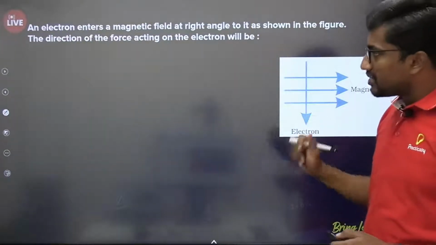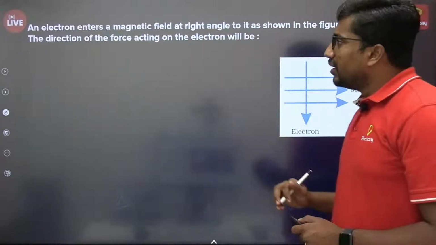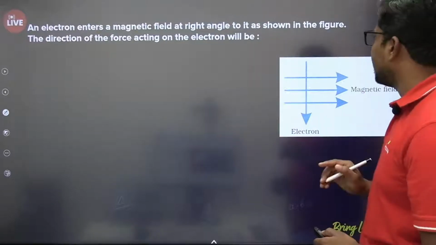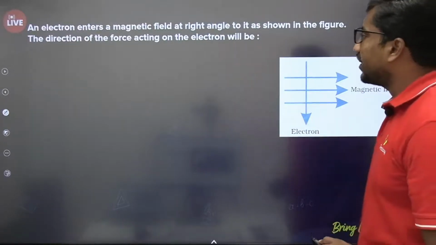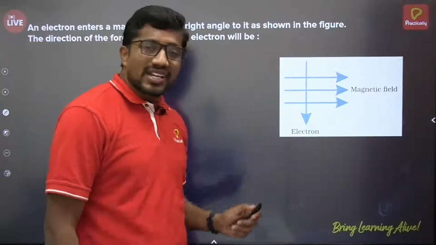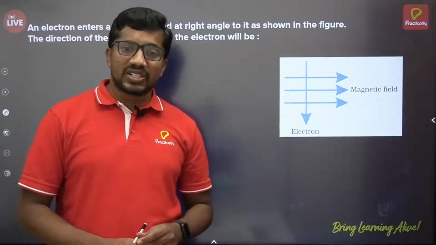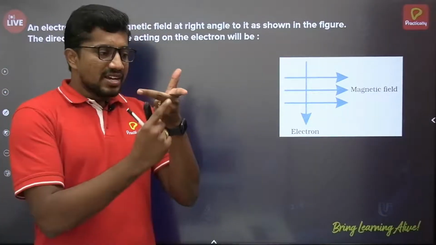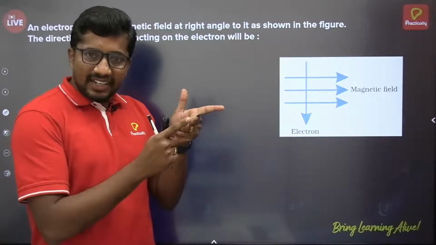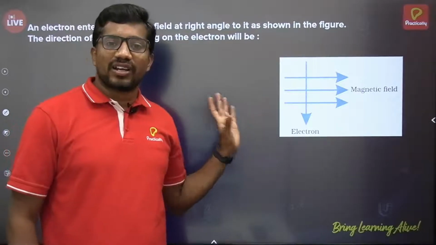Next, there is a question that can be answered with the help of Fleming's left hand rule. An electron enters a magnetic field at right angles to it as shown in the figure. Direction of the force acting on the electron will be dash. So this we can solve with the help of Fleming's left hand rule. Just now we discussed what Fleming's left hand rule states. In these three fingers, forefinger represents field, center finger represents current, thumb represents direction of force. Just apply the rule and you can answer this question.